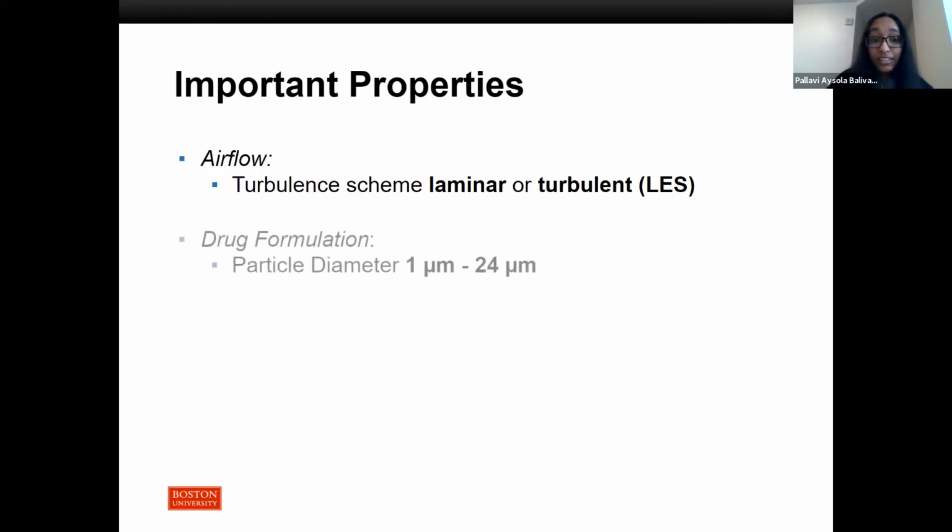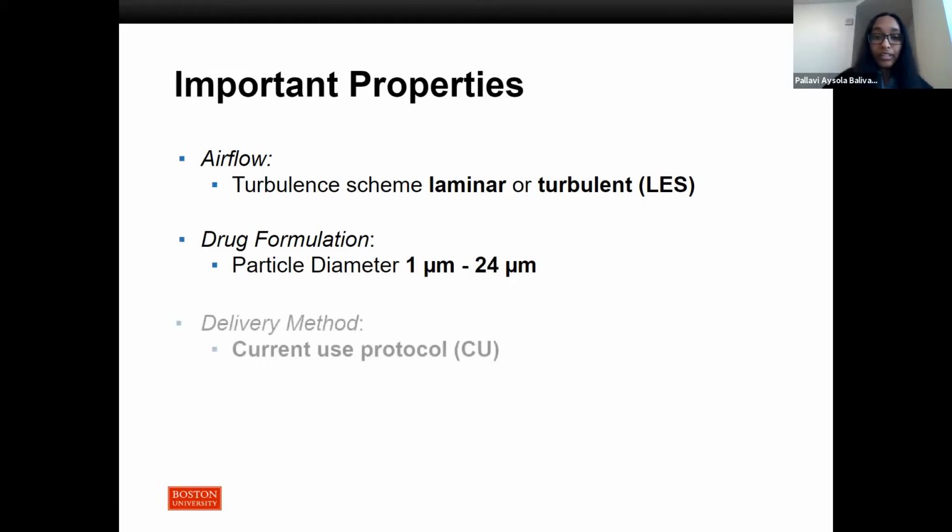So then when looking at the drug formulation itself, we wanted to vary particle diameter from 1 to 24 micrometers. So commercial devices usually have larger particle sizes, but smaller particles have a better chance of reaching all the way back to the nasopharynx just due to the physics of the flow. So for the delivery method itself, we started with looking at something called the current use protocol, which I will go over in the next slide.